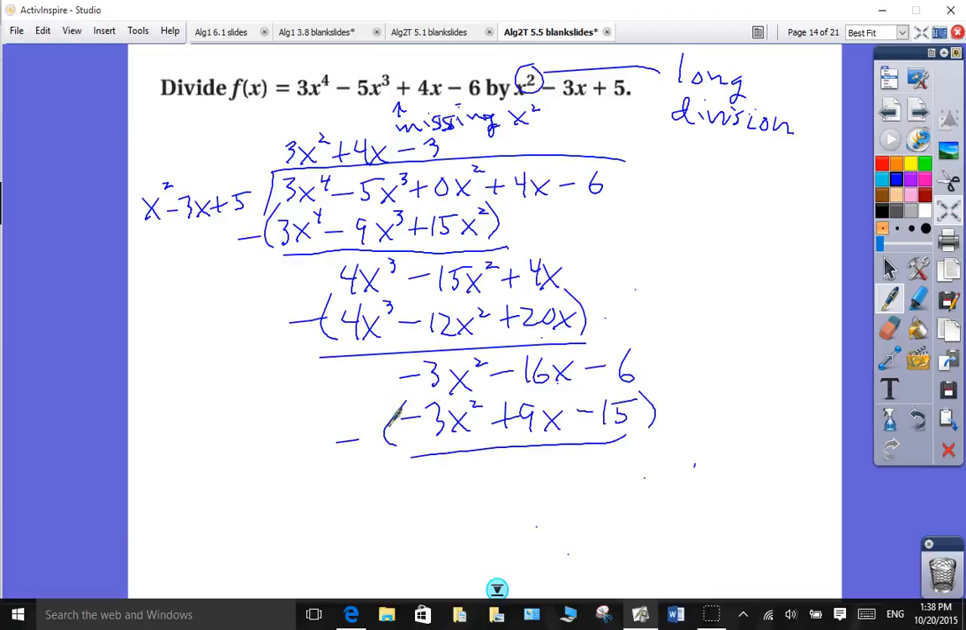Subtract. Negative 6 minus negative 15 is 9. Negative 16 minus 9 is negative 25x. And done. So you would say the answer is this, right? But you have to add the remainder, negative 25x plus 9 divided by x squared minus 3x plus 5.